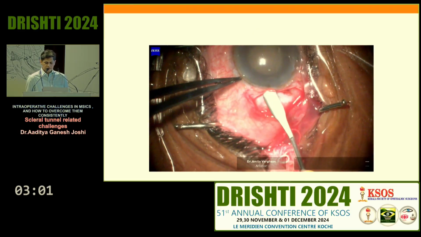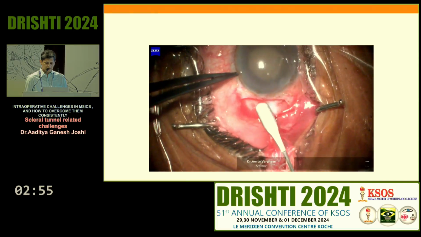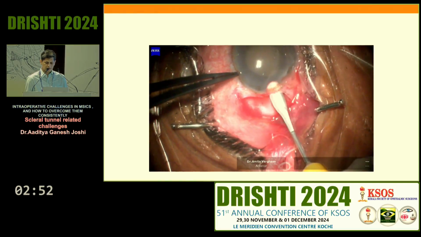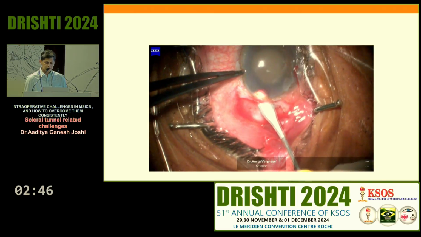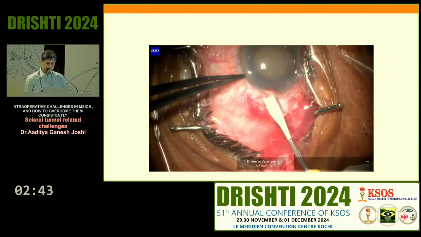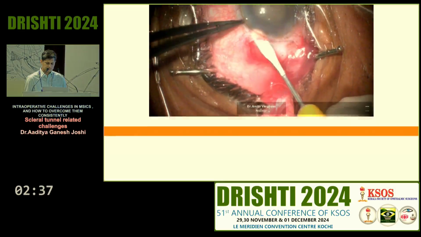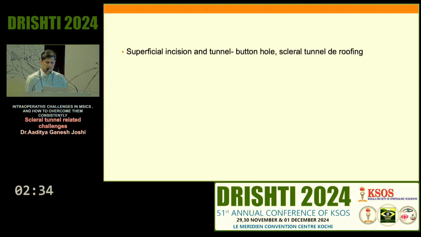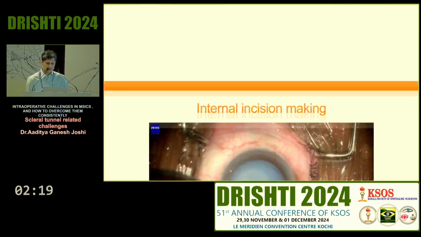In another case, the surgeon had this scleral flap cut as you saw over here. But he was skilled enough, he went from the other side, got to the correct plane, and then he could negate this scleral flap cut so that it doesn't go through and through. So superficial tunnels can cause buttonholing and scleral tunnel deroofing, but the deeper ones can sometimes lead to uveal tissue trauma. We can have a premature entry which will cause leaking wounds, and there will be more risk of iris prolapse.